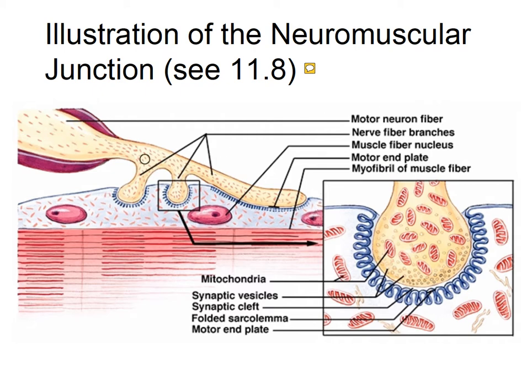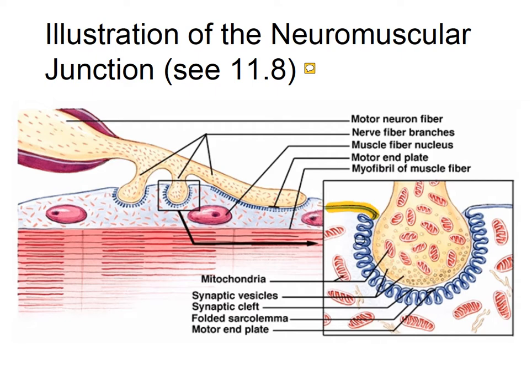So here's a nerve coming in. They've magnified this version of it right here out of this little box. And so this is this box over here. And here's some mitochondria, a lot of mitochondria. And there's a little bit of a space in there that's called the neuromuscular junction. And this is the motor end plate. And this is actually the sarcolemma.